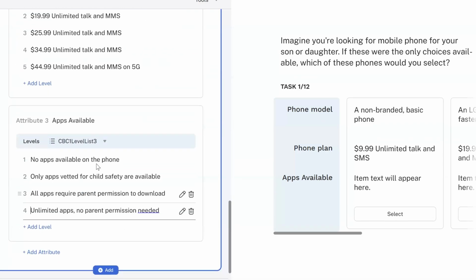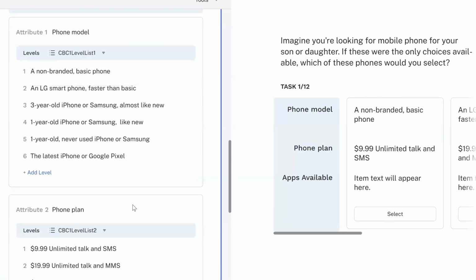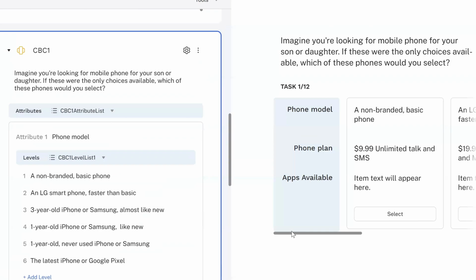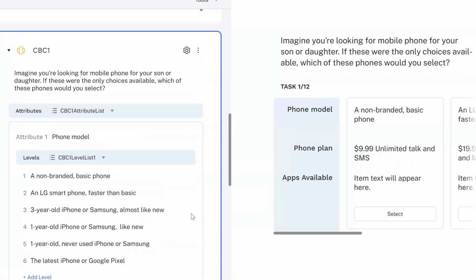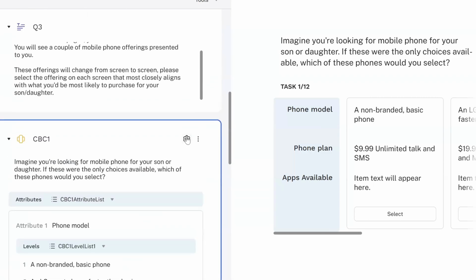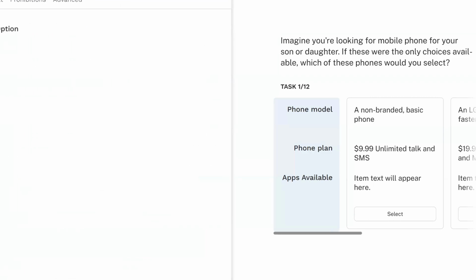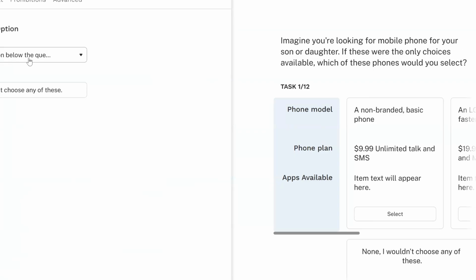I'm going to make a couple of changes here. One of the things it shows right now is 4 options next to one another, and it's not that easy to do 4 options. So I'm going to go to settings. Oh, I almost forgot. I actually do want to have a none option. Maybe none of these will be good for you. So let's include an option below the questions. That's a none option, and I'm going to say, I would not choose any of these for my child. Here we go.